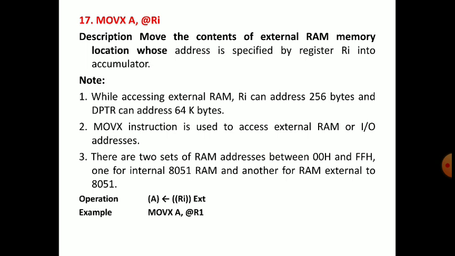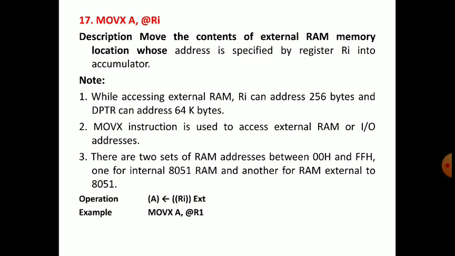Now the 17th instruction, MOVX A comma at the rate Ri. Till now we have written MOV, but now we are writing MOVX. X means external RAM. We are accessing the data from the external RAM. Description: move the contents of external RAM memory location whose address is specified by register Ri into accumulator. Here the external RAM may not compulsorily have 16-bit data. We can take the 8-bit also.